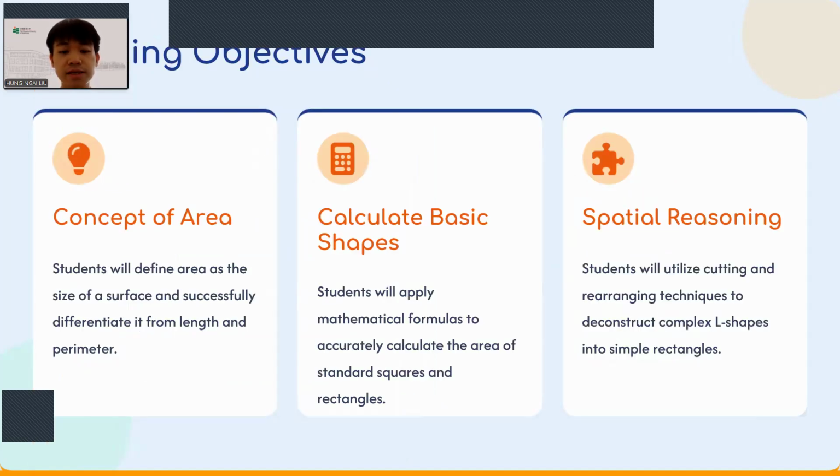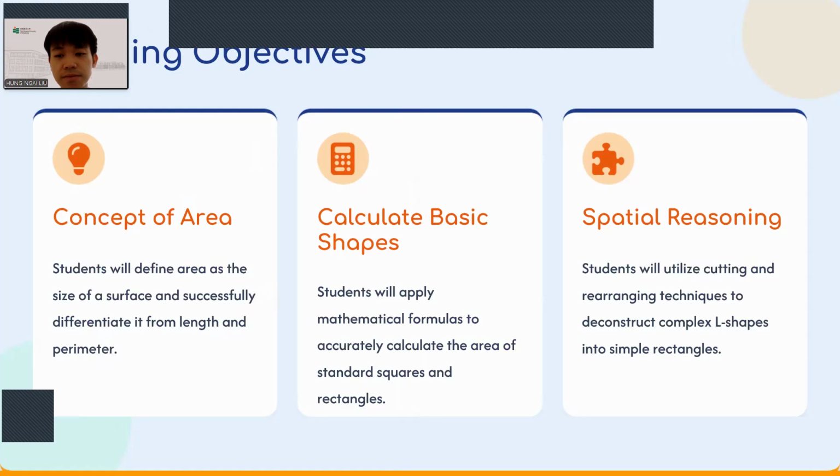The module has three learning objectives. First, concept of area. Students will define area as the size of a surface and successfully differentiate it from length and perimeter. Second, calculate basic shapes. Students will apply mathematical formulas to accurately calculate the area of standard squares and rectangles.